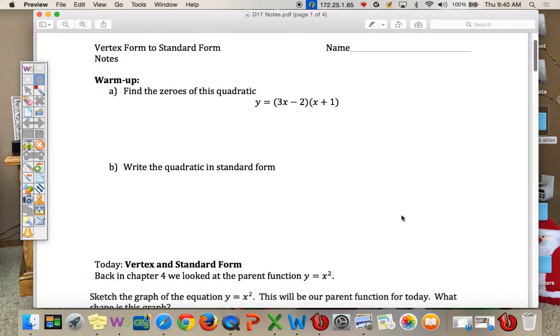We're going to look at changing a quadratic from vertex form to standard form. So let's start with the warm-up. This is a review problem of what we looked at before. It's in factored form. Can you find the zeros of this quadratic?